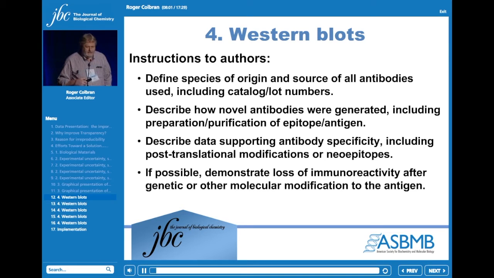So I want to come back now. Another big effort we've had is with Western blots. And Fred dealt with a lot of these issues, and so in our instructions to authors, one of the major issues is the specificity of the antibodies that are being used. And so we call for authors to define the species of origin and source of all antibodies used, including the catalogue numbers and perhaps even the lot numbers that you're using in your experiments. And a lot of people don't keep track of lot numbers, but there are examples where companies will make bad lots where they detect the wrong protein with a lot of antibodies, and so sometimes it may be critical.